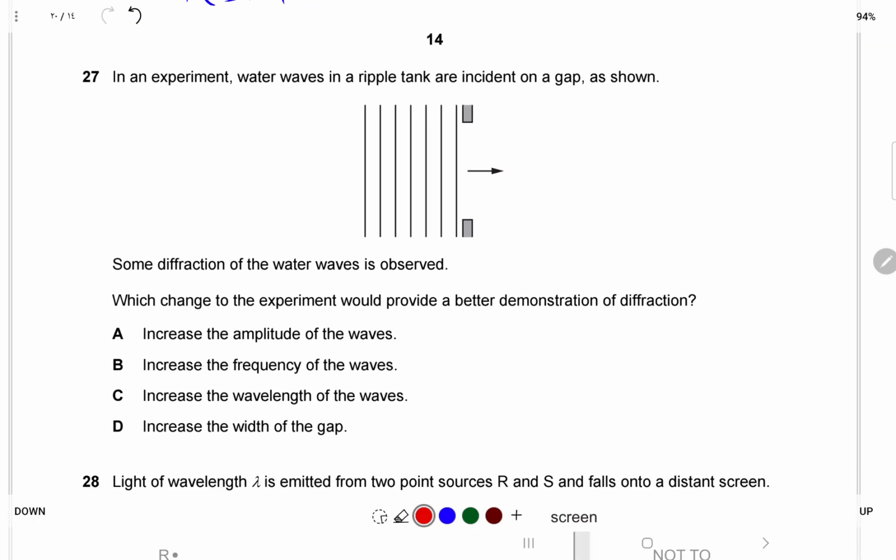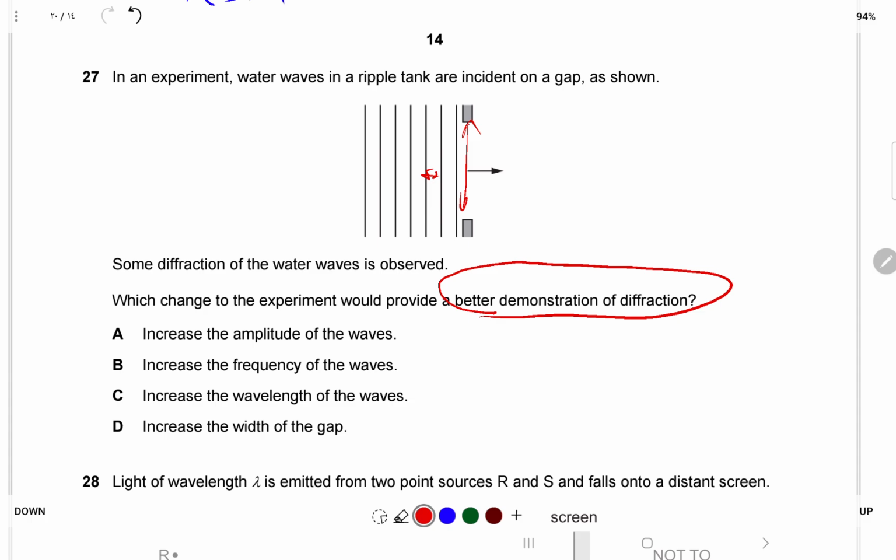27. In an experiment, water waves in a ripple tank are incident on a gap as shown. Some diffraction of the water waves is observed. Which change to the experiment would provide better demonstration of diffraction? Now, for better demonstration of diffraction, the gap size must be equal to the wavelength. So this is the wavelength from here to here. The gap size is too much. So how can you make the gap almost equal to the wavelength?